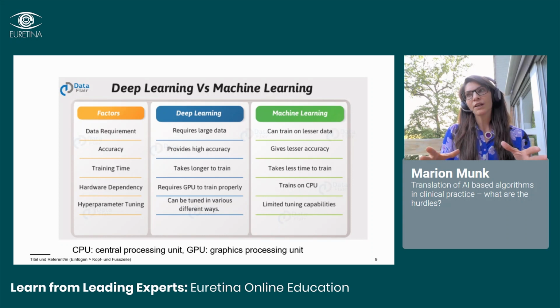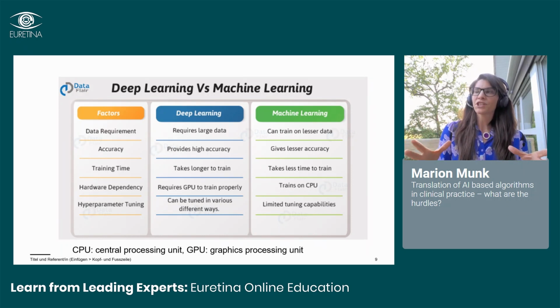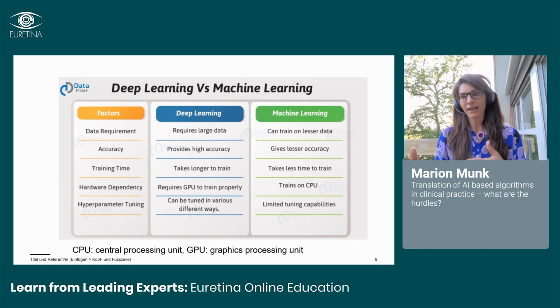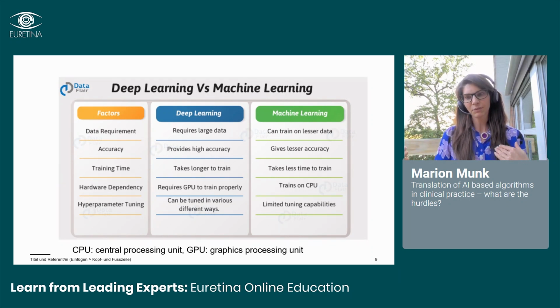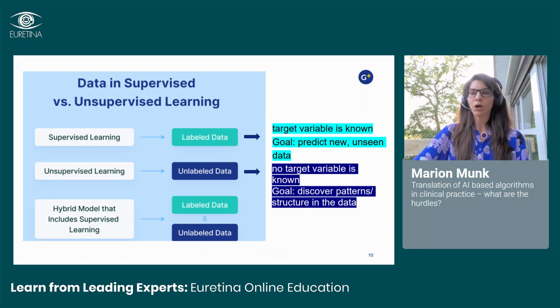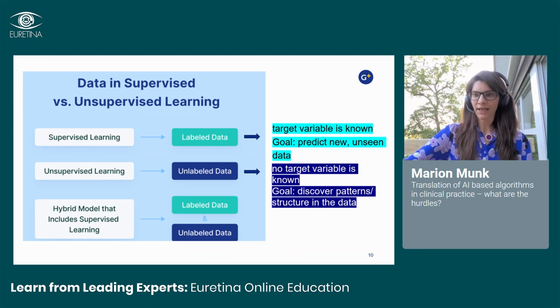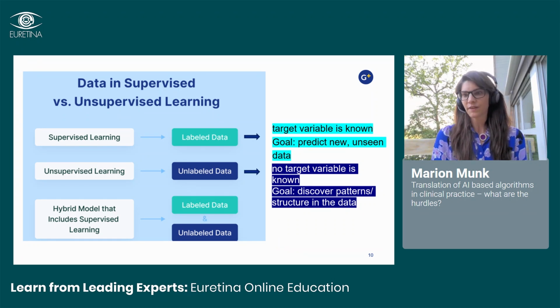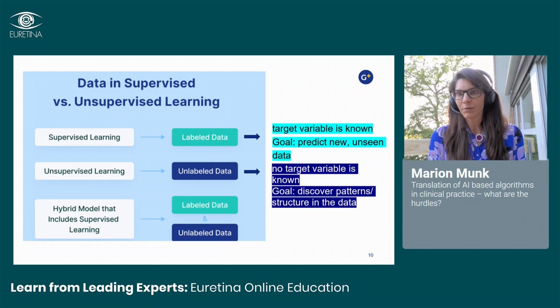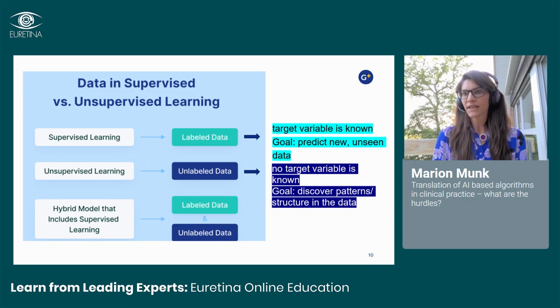Depending on which algorithm you use or which machine learning technique you use, you need more or less data. And the more advanced a machine learning algorithm is, the more data you need. In the ophthalmology space, usually the number of available data and images are rather limited. And so usually we are working with labeled data, meaning that we have an expert who is labeling the data. Based on this, the algorithm is trained, and then it can be tested and applied on new images. Here, of course, the target variable is known, otherwise you can't label it. And the goal is to predict new and unseen data.